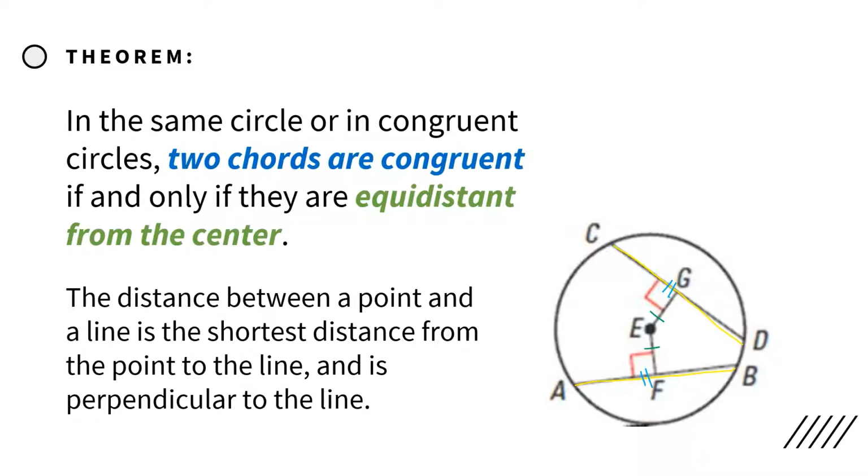The "if and only if" in this theorem tells us that the concept works backwards as well. If I started off knowing that the chords were congruent, then I could conclude they were the same distance from the center.